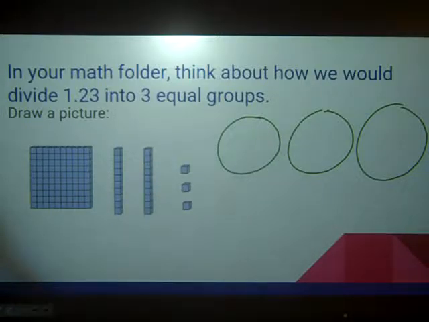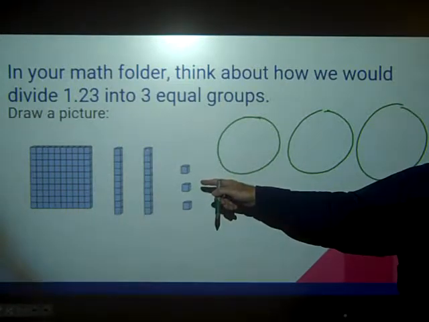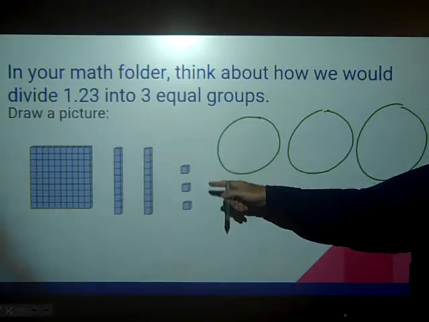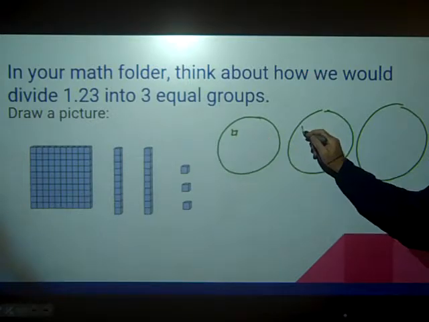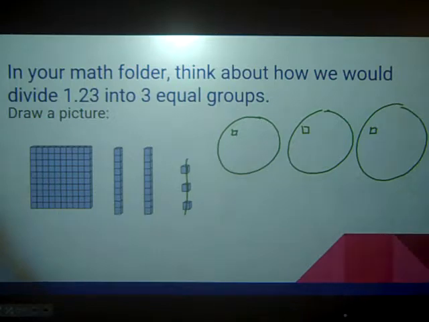So what's the easiest thing you see here that I can divide by 3? The ones. What are they called? They're not ones. Somebody help him. The hundredths. These 3 hundredths. I can divide them easily. So I'm going to use this shape for 100. So I divided those 3 hundredths. I'm done with those. Okay?